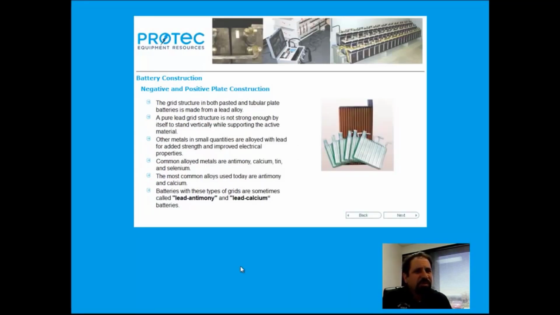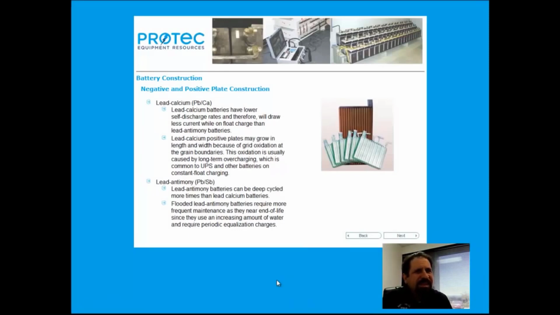The grid structure in both pasted and tubular plate batteries is made from a lead alloy. A pure lead grid structure is not strong enough by itself to stand vertically while supporting the active material. Other metals in small quantities are alloyed with lead for added strength and improved electrical properties. Common alloy metals are antimony, calcium, tin, and selenium. The most common alloys used today are antimony and calcium. Batteries with these types of grids are sometimes called a lead antimony or a lead calcium style battery.